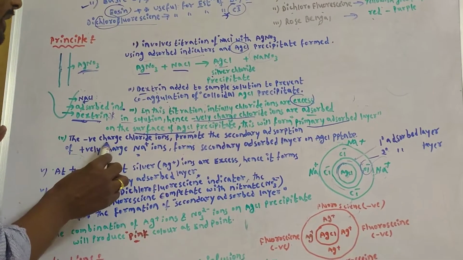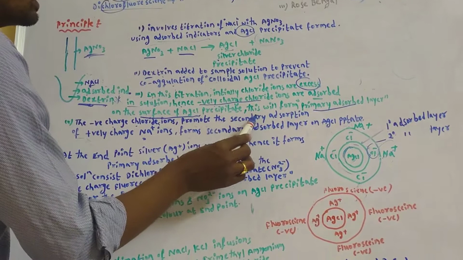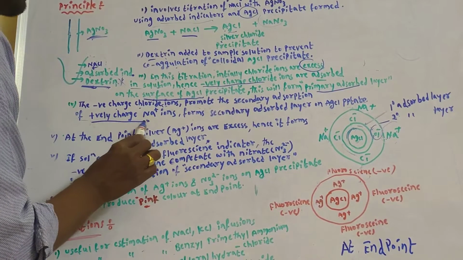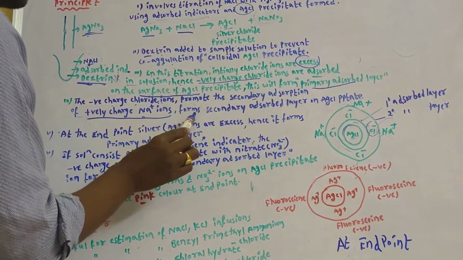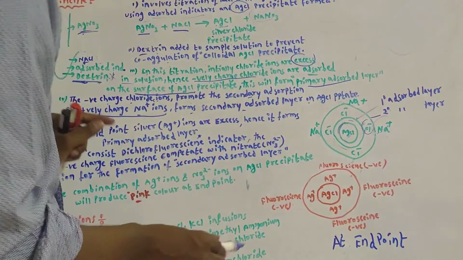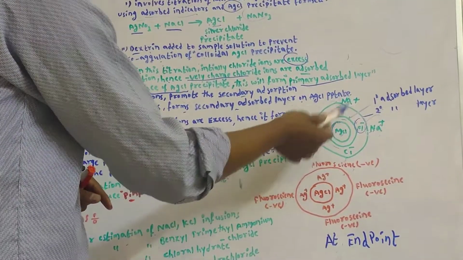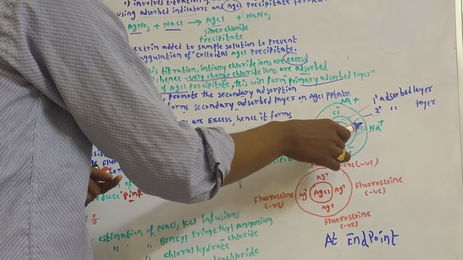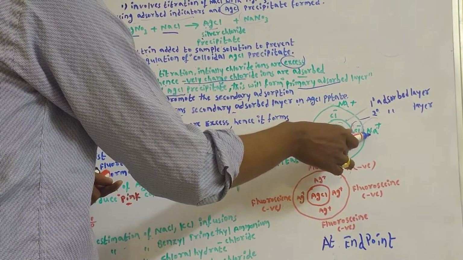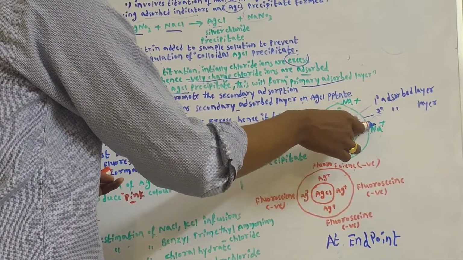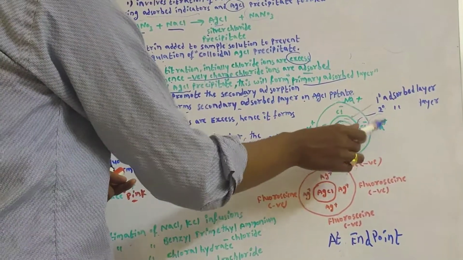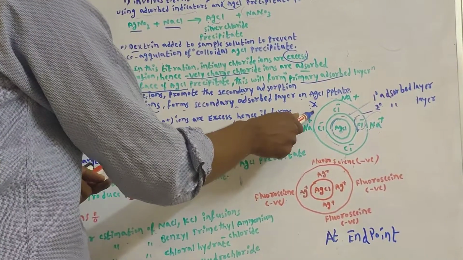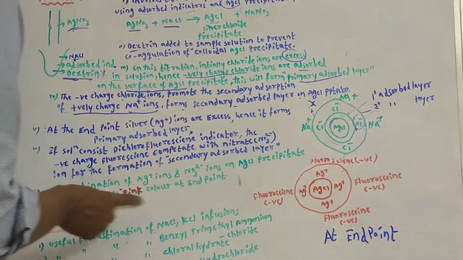Here you can see the negatively charged chloride ions promote the secondary adsorption of positively charged sodium ions, and it forms the secondary adsorption layer on the AgCl precipitate. We know that negative charge will attract the positive charge only. Likewise, initially chloride ions are in excess, so they form the primary adsorptive layer, and then the positively charged sodium ions in the solution are in excess, so they form the secondary adsorptive layer. This will occur at the initial stage of titration. Keep that in mind, that is the initial stage of titration.